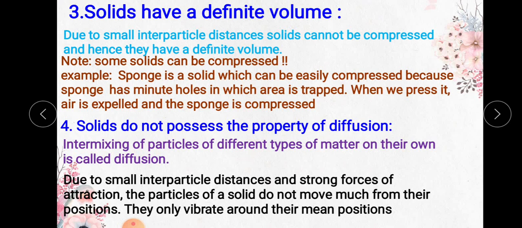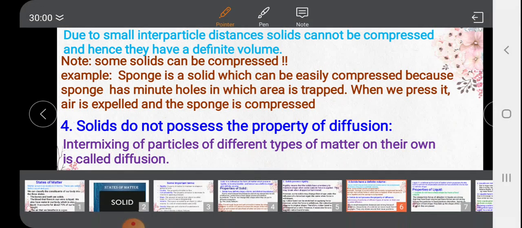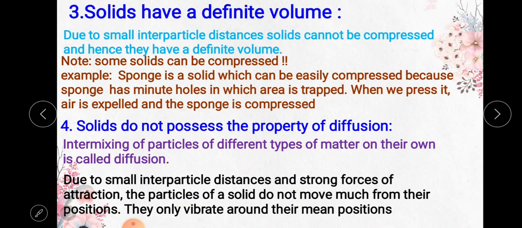But there is an exception here also. Some solids we can compress and reduce in size. Example, a sponge. Have you seen a sponge, my dear students? A sponge is a solid which can be easily compressed because it has minute holes in which air is trapped. When we press it, the air is expelled out and we can compress the sponge easily. So apart from sponge, we cannot compress any solid substances. For example, stone, table, pen, book, notebook.